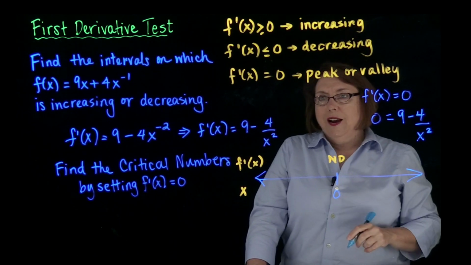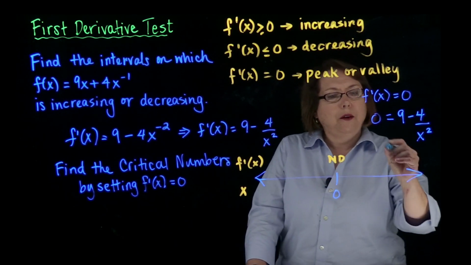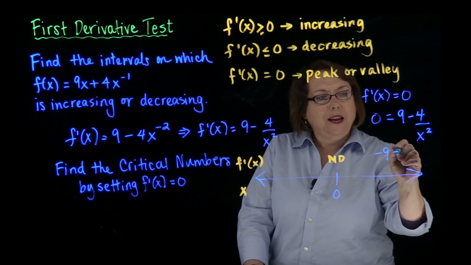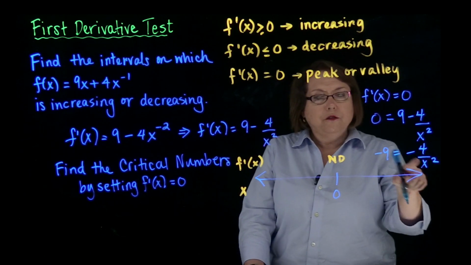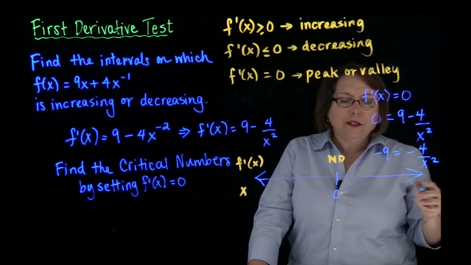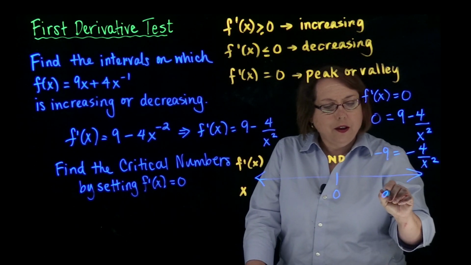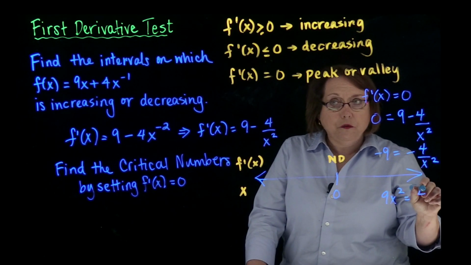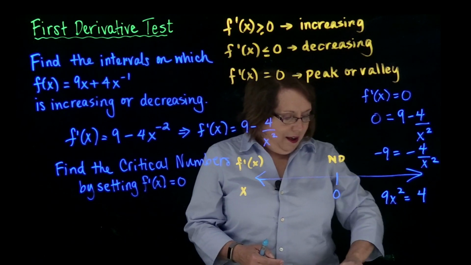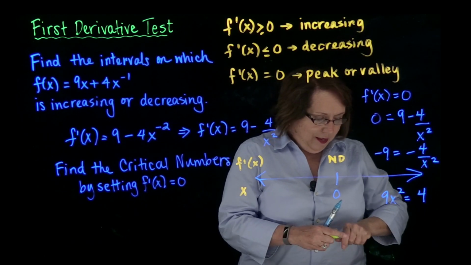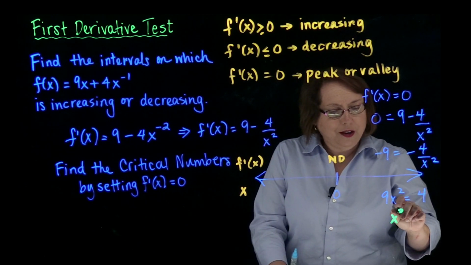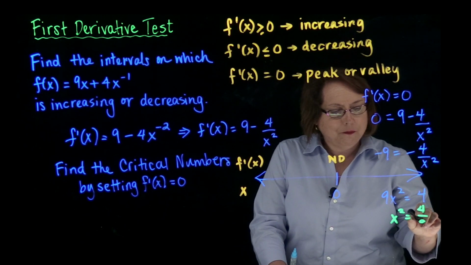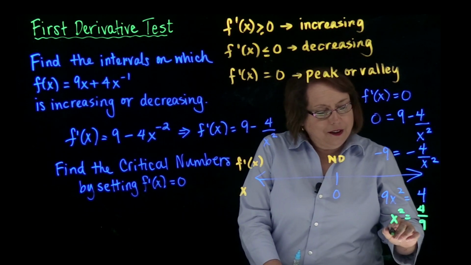And then if I were to subtract 9 from both sides, I would have that negative 9 equals negative 4 divided by x squared. Divide out the negative sign from both sides and multiply both sides by x squared. 9x squared is equal to 4. Now let's see what's going to happen. Let me change color here. I'll have that x squared is equal to 4 over 9. And I want to calculate x.